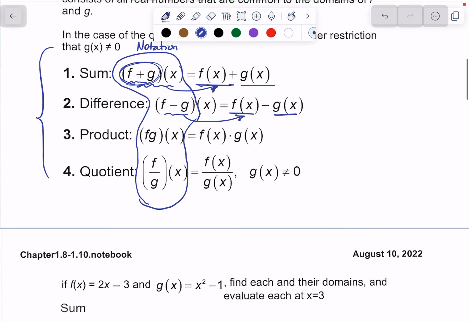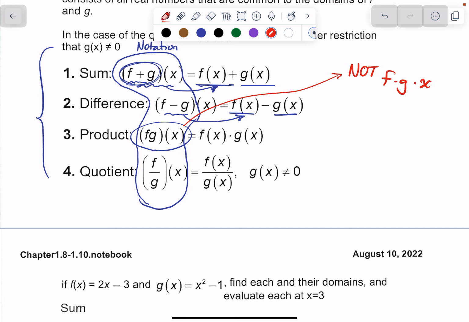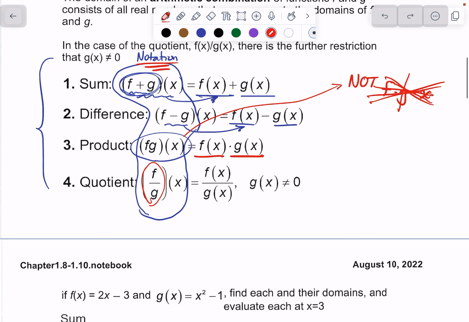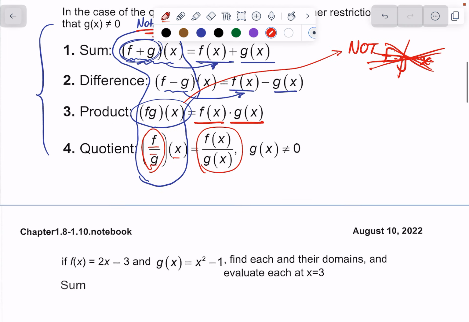You're subtracting two functions. If you have this, let me make this super clear: this is not f times g times x. Again, this is a form of notation. This is the function f of x times the function g of x. So don't think this, this is bad. And again, this is not f divided by g. It's really just f of x divided by g of x. All of this is a shortcut, so you don't have to write all this stuff. You're actually writing fewer symbols on the left side.